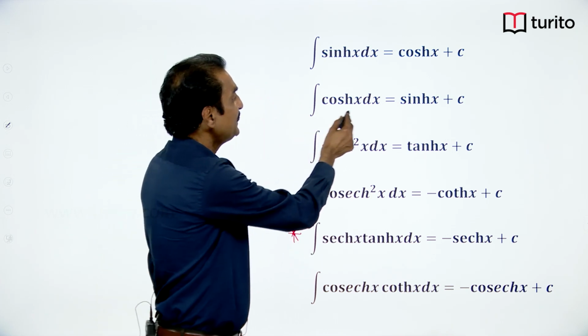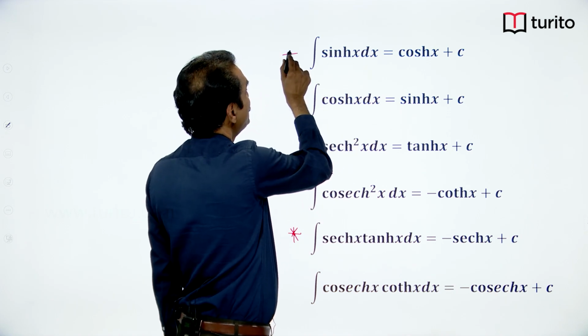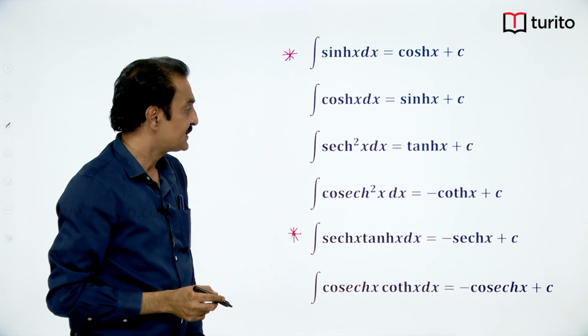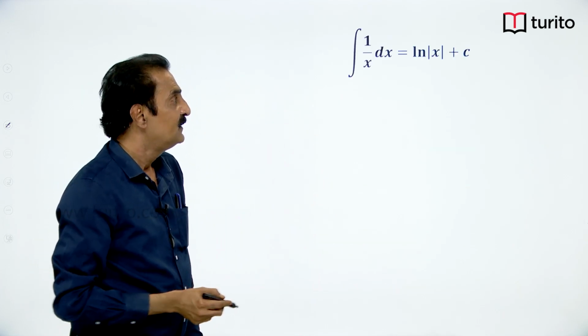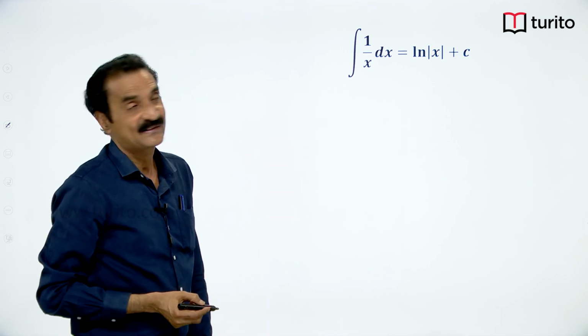Remaining, and here also the integral of sin x is minus cos x. So, this is different from trigonometry formulae. Next, we have already discussed that the integral of 1 by x dx is ln mod x.